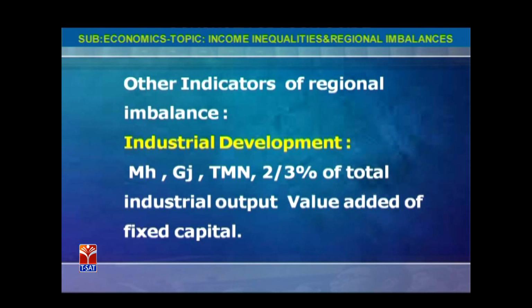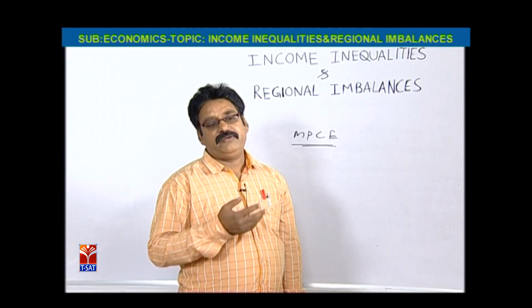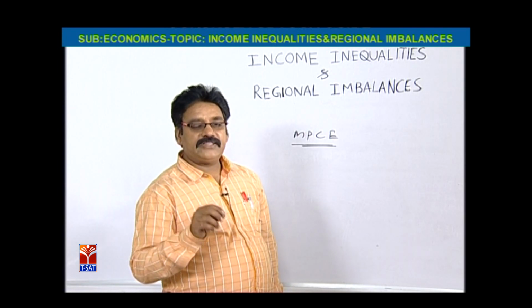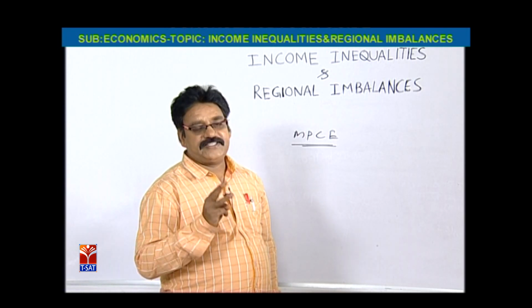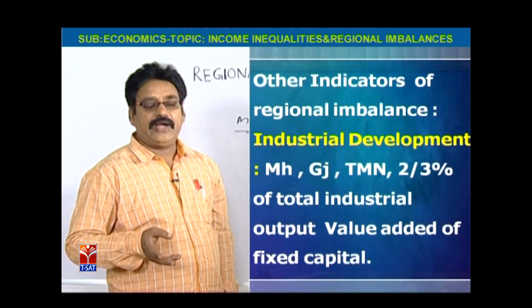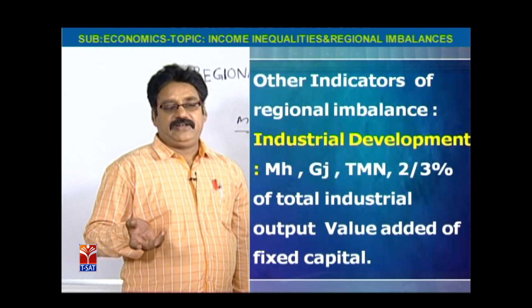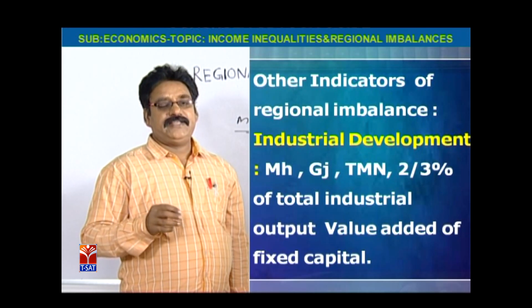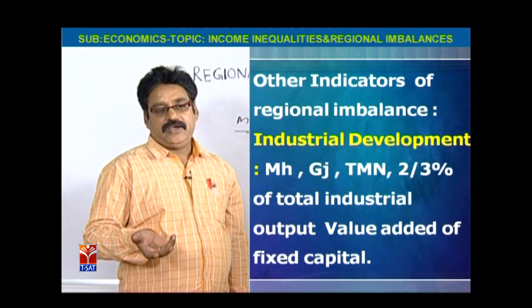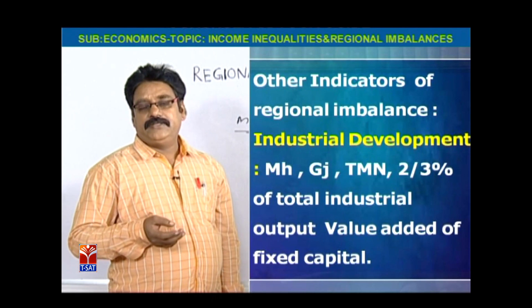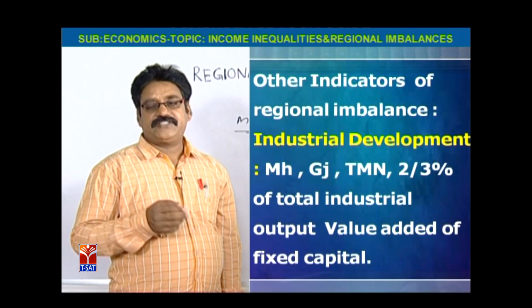Industrial development: in some states industrial development is very high, and in some states they are very backward. Maharashtra, Gujarat and Tamil Nadu together constitute 2/3 of the total industrial output, value added and fixed capital. This indicates their industrial development. Some other states are industrially backward.